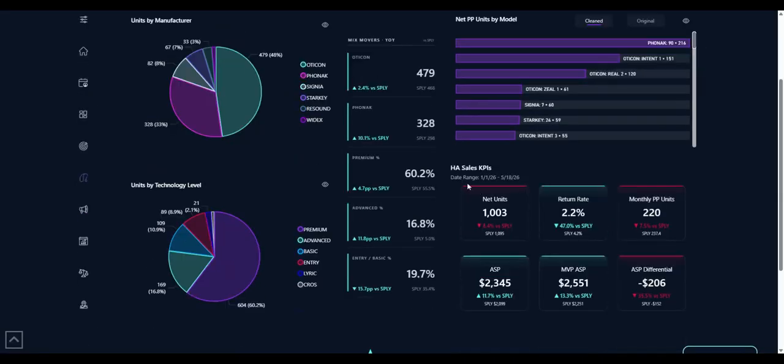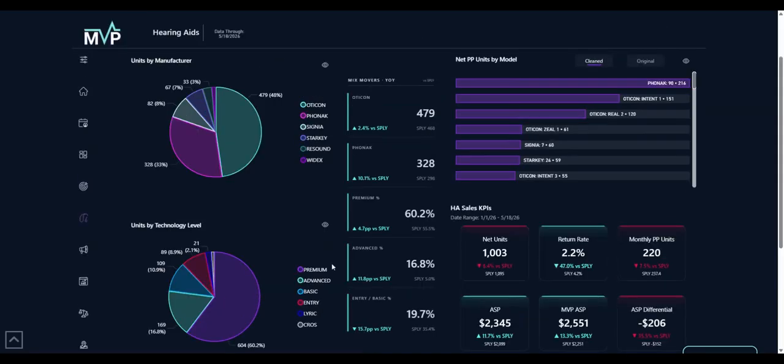Below that, the hearing aid sales KPIs section summarizes key hearing aid performance indicators including net units, return rate, monthly private pay units, average selling price, MVP average selling price benchmark, and the differential between your ASP and the MVP benchmark. Each KPI compares your current performance against your own performance in the same period last year. This helps quickly identify trends and operational shifts.